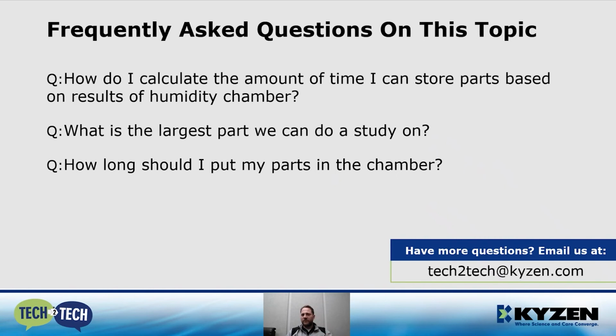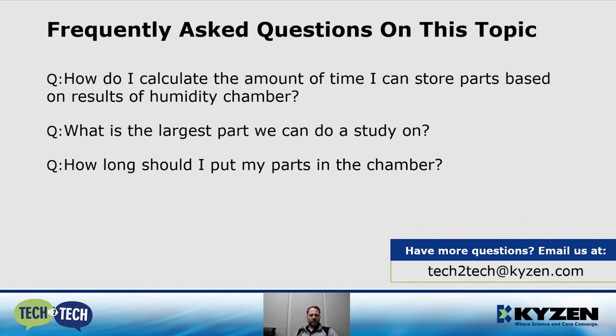Some frequently asked questions that we might hear on this topic is, how do I calculate the amount of time I can store parts based on results found from the humidity chamber? Typically what I would say is that the humidity chamber we were running at 90% humidity, 90 degrees Fahrenheit. Those are some of the harshest conditions you're going to find for metal parts on planet Earth. And so, unless you're in those conditions, one day is probably pretty close to 10 days in your climate.